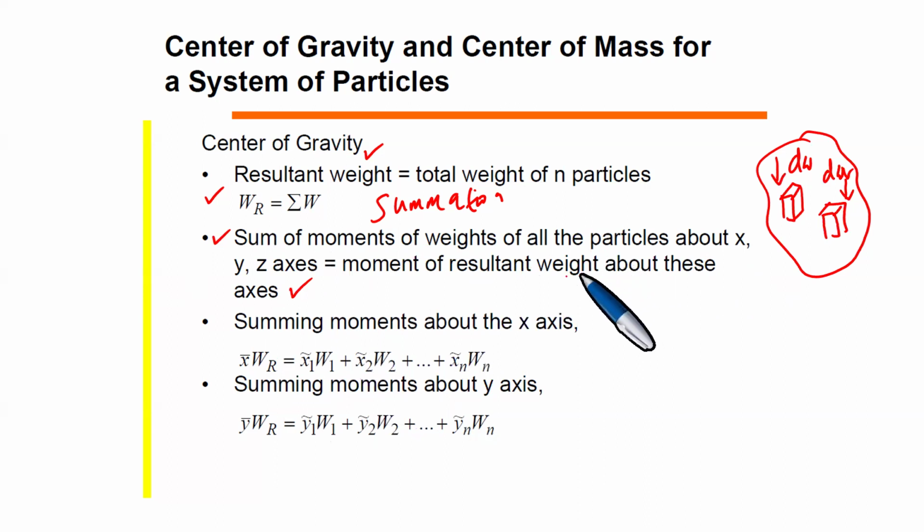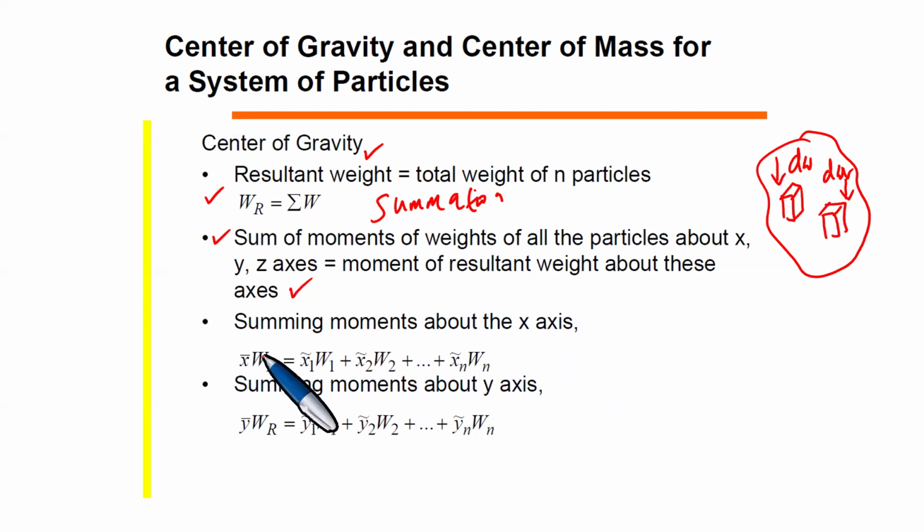So to find the sum of the moments of the weights is the same as saying what is the moment of the resultant weight. Instead of looking at the individual particles, we just say what is the moment of the resultant weight. That's what we say.